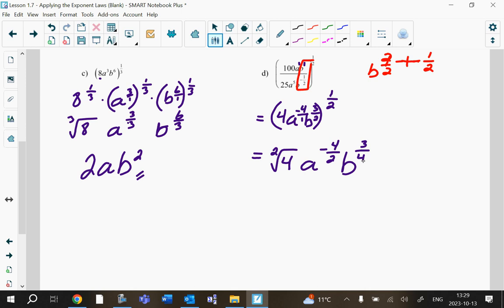Square root of 4 is 2. A becomes -2. B to the 3/4. Am I done? No, we've got to make the negative exponent positive. Move the a to the -2 down to make it a to the +2.